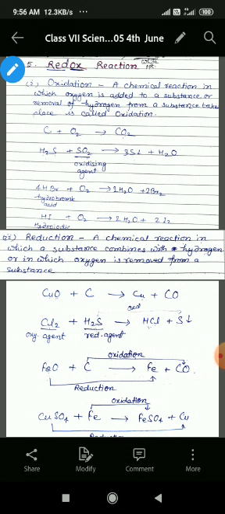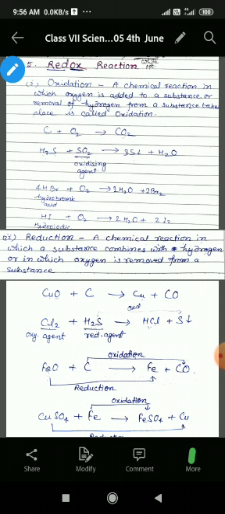Dear students, during the last video we had discussed up to double displacement reaction. And students, today we are going to discuss the fifth reaction, that is redox reaction. To understand this one, you can see here, the word redox is made up of two words. One is red and another is ox. Actually, this has come from two reactions, and these two reactions are reduction reaction and oxidation reaction.